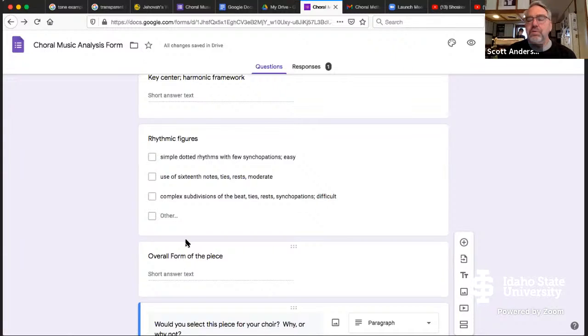And then rhythmic figures: what kind of complexities are evident in the score? Simple dotted rhythms with a few syncopations are easier. Use of 16th notes, ties, rests, some syncopations, that's more moderate. When we start to subdivide the beats or use variations of those subdivisions, increase the syncopation, maybe use rests a little more so that entrances are made on the offbeats, that's more difficult, right?